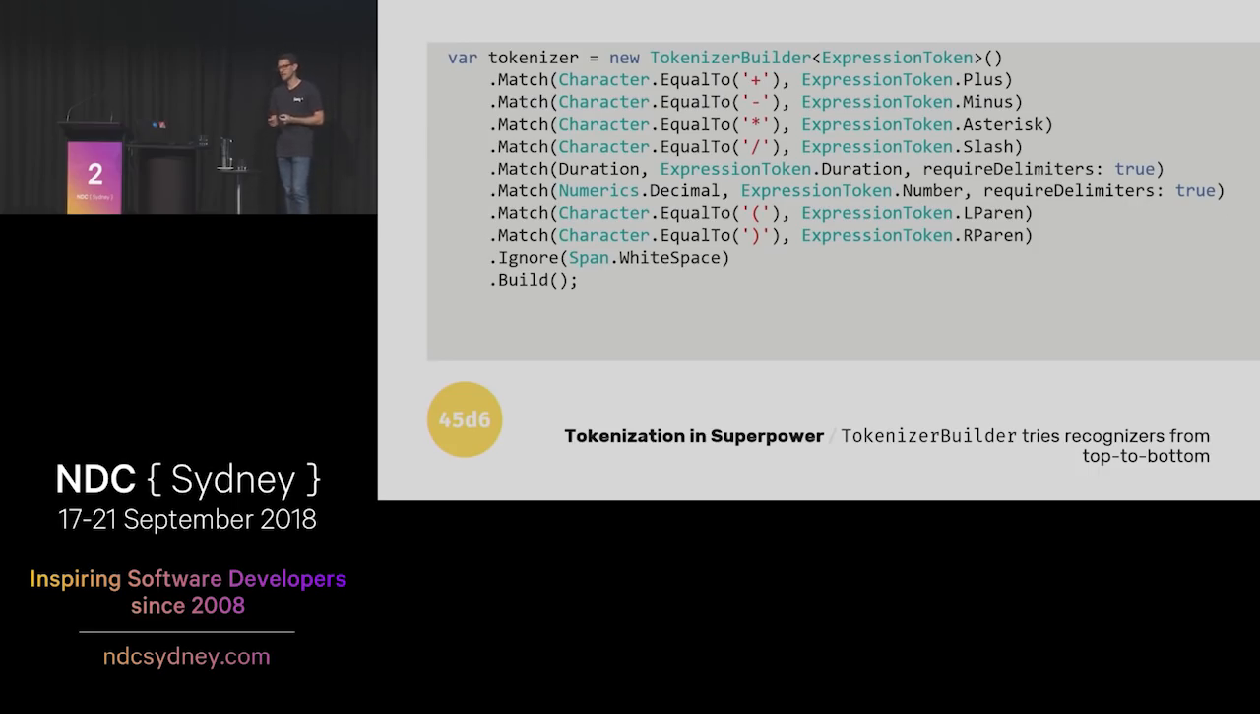Some subtleties. There's a little example in the bottom left corner. Depending on how you want to structure your language, you might not be comfortable with 45D6 being a duration of 45 days and then the number 6. In that instance, if we have a duration or a number, we might want to require that some other tokens appear around them so that they're delimited, and that's what that extra flag that's getting passed through to those rules is.